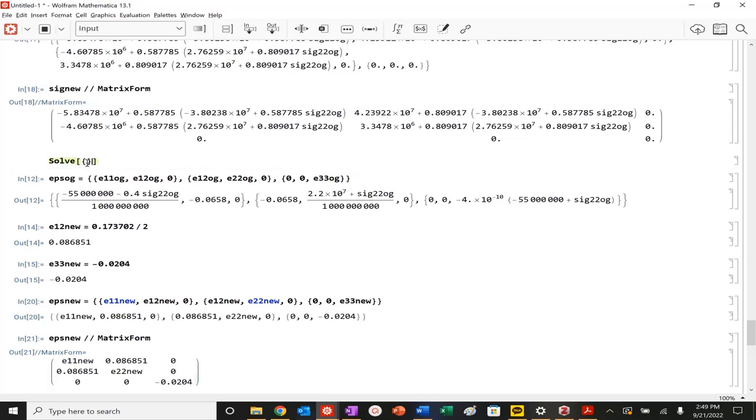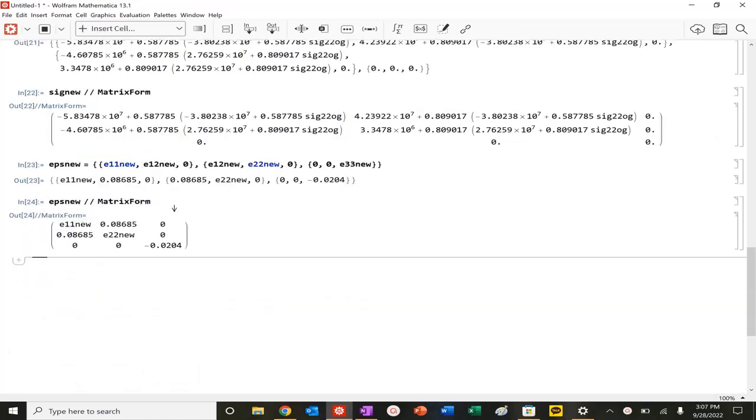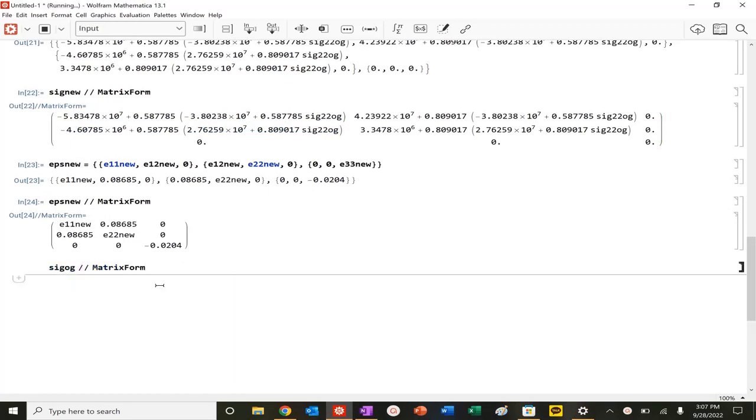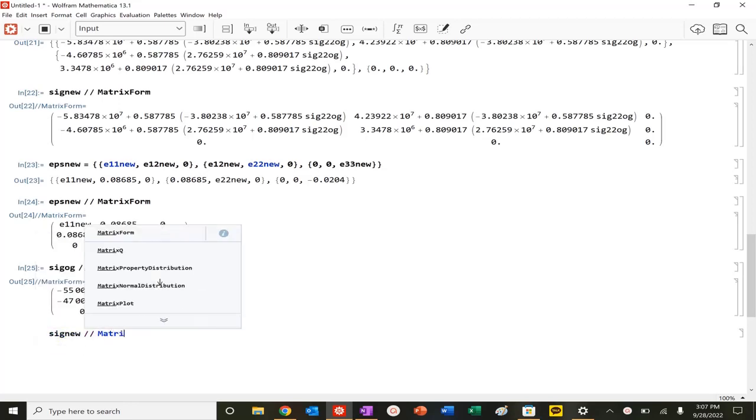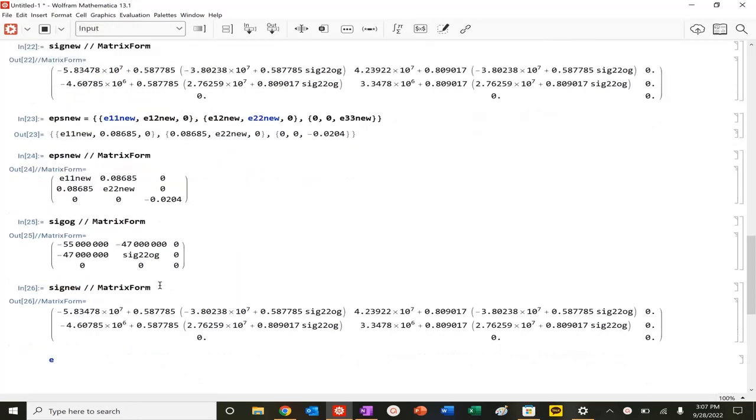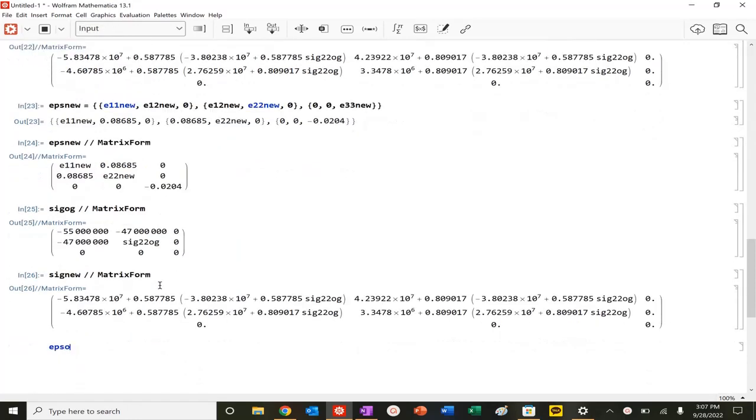Luckily, we know our stress. So we have our EPS new. We could do our sig OG, matrix form. Again, apologies for that, but the computer went off so we had to re-record this one, but we'll be okay. Sig new, matrix form, and EPS OG, matrix form.